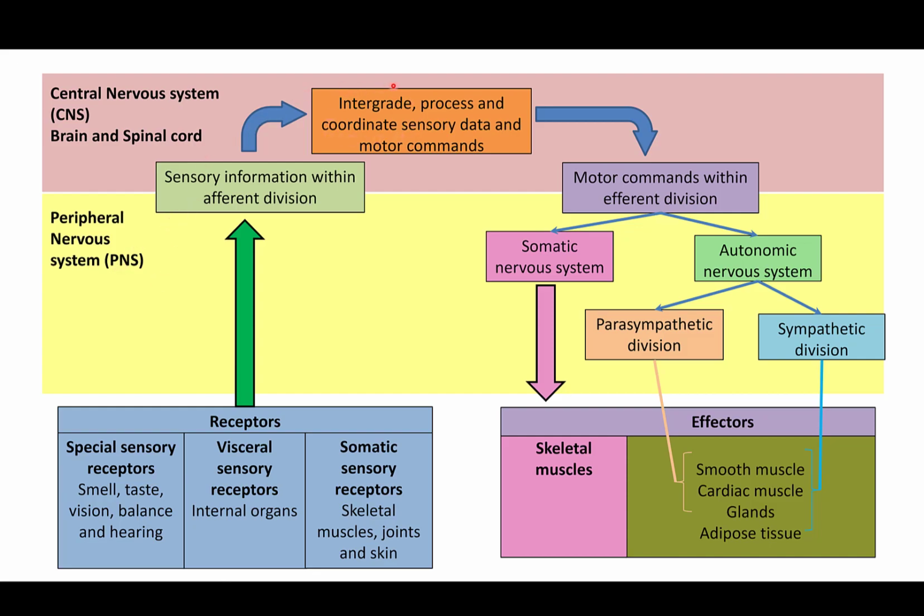And the CNS will integrate and make commands about that information, and then we will send commands. Those commands will either go to the somatic nervous system, which targets the skeletal muscle, or the autonomic, the sympathetic and parasympathetic, which target smooth muscles, cardiac muscle, glands, and adipose tissue. So this is the overall map of the nervous system, and again, here we are.